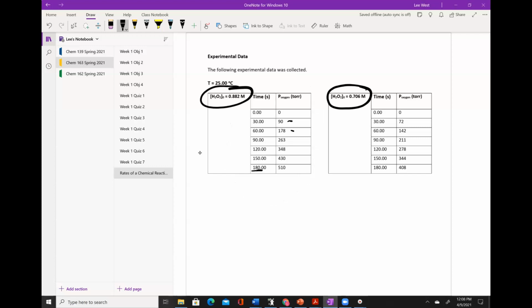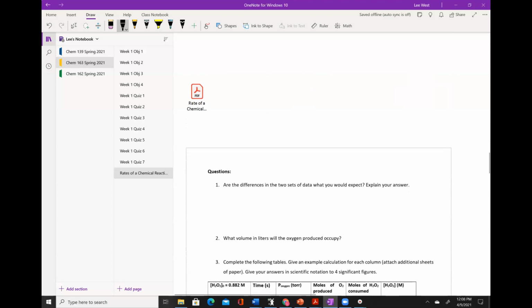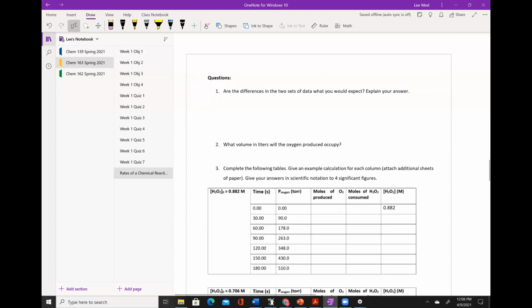So we would expect that reaction, this guy over here, is going to run faster than this guy. And that's what we see at every time point. We have a greater pressure of O2 for the more concentrated hydrogen peroxide than we do for the one with the lower concentration. So that looks sensible to me. And if I was doing this experiment for real, that would be the first thing that I would look at. So I think that that's pretty easy to explain, that it looks about right.